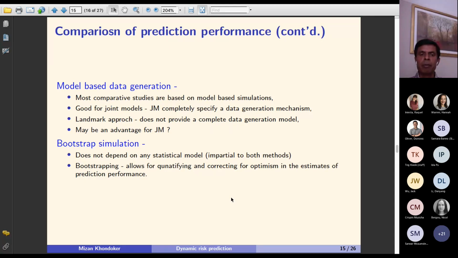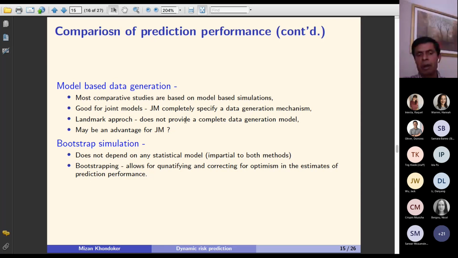So I'm going to now talk about why I have chosen the bootstrap simulation. Most of the methods I talked about so far used model-based data simulation. So if it is a joint model, a shared parameter model, they simulate data from a joint model. If you simulate data from a joint distribution, it is not surprising. It may be good for the joint model because the joint model completely specifies a data generation mechanism.